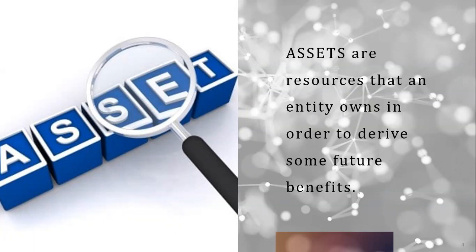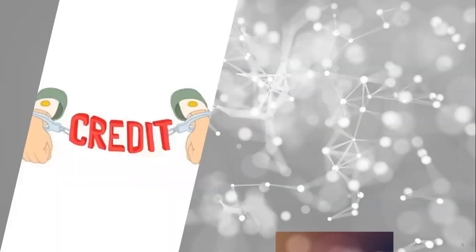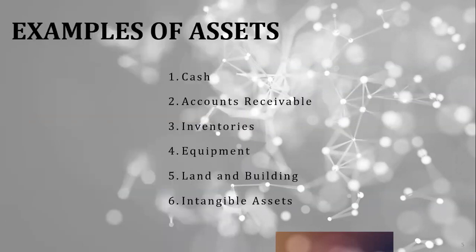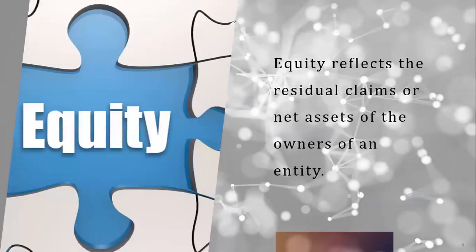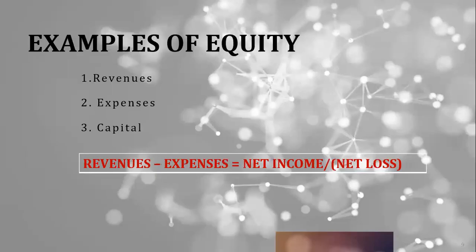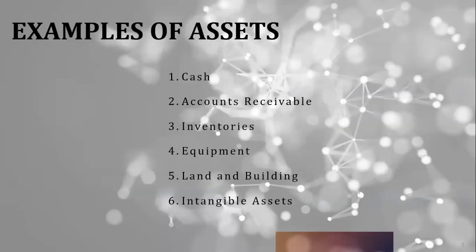Some examples of these assets are the following. First is cash. Second, we have accounts receivable. Third is inventories, then equipment, land and building, and intangible assets. Okay, so what is cash? This is found in your module. Cash is generally money. Cash, kwarta, of course, that we use. It is comprised of bills and coins, which we use in our everyday lives in order to buy the goods that we want and also avail the services that we need.